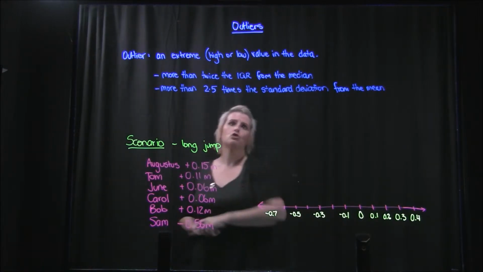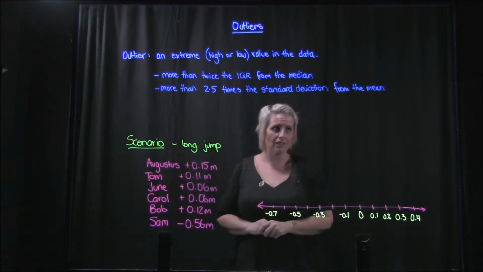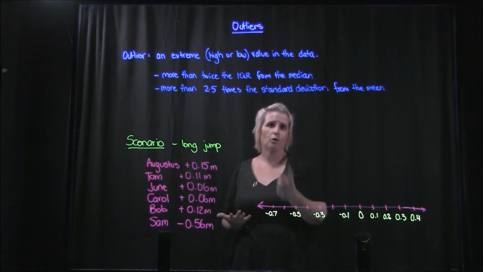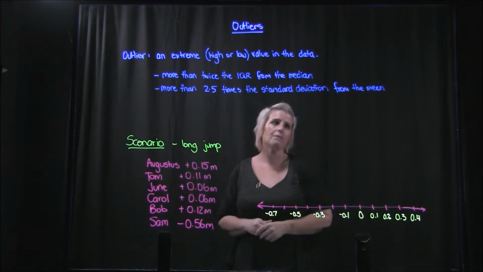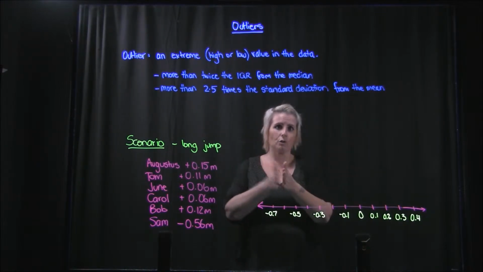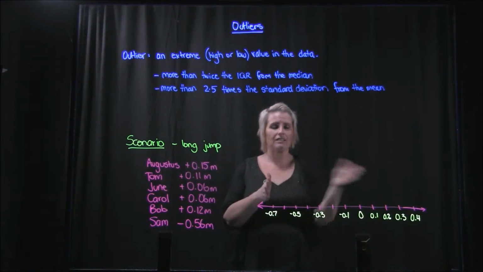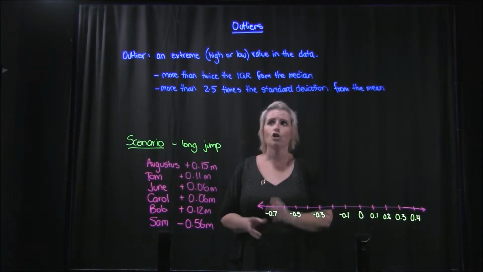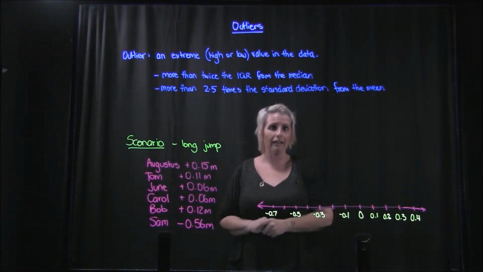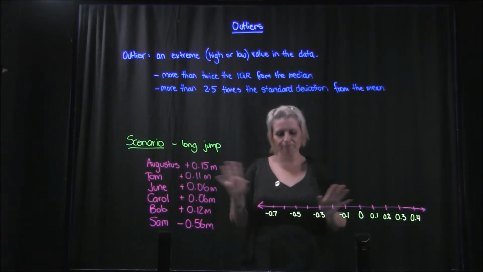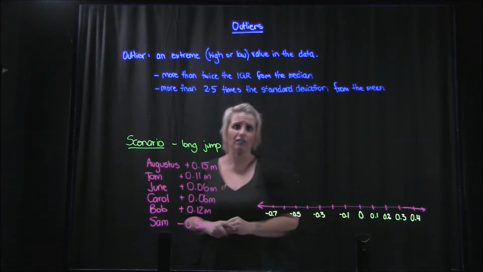It is also an outlier if it is more than 2.5 times the standard deviation from the mean. Both interquartile range and standard deviation are measures of spread, of how spread out the data is. Standard deviation tells you how far away from the mean the data is. So if it is more than 2.5 times the standard deviation that you work out away from the mean, then it is also considered an outlier.